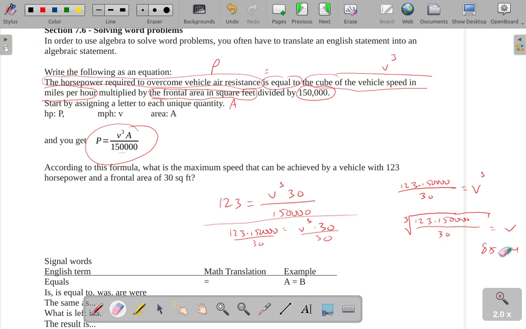So if you have a vehicle that has, according to this formula, a frontal area of 30 square feet, and it has 123 horsepower, the theoretical maximum speed that vehicle could achieve would be 85 miles an hour.